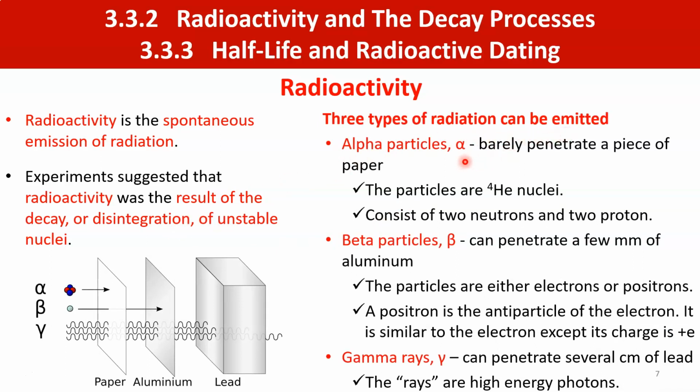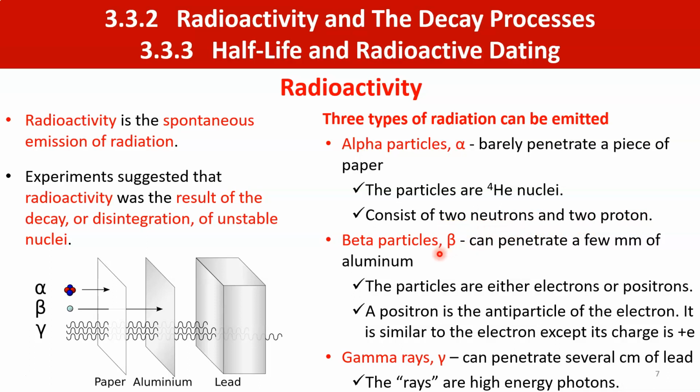The first one is the alpha particle. Alpha barely penetrates a piece of paper, as you can see here. The particles are helium nuclei. Actually, an alpha particle is a helium nucleus, consisting of 2 neutrons and 2 protons.